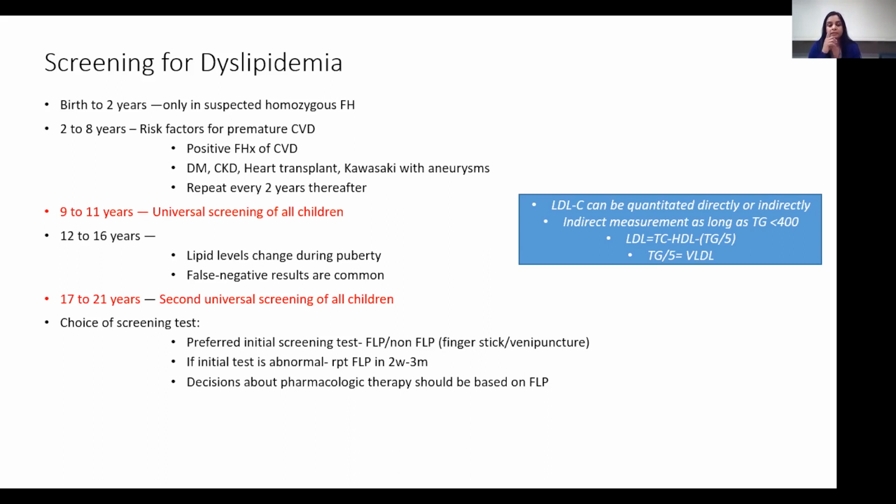And if the initial test is abnormal, repeat the fasting lipid profile in 2 weeks to 3 months, depending on the levels. But decisions about pharmacological therapy should always be based on the fasting lipid profile.